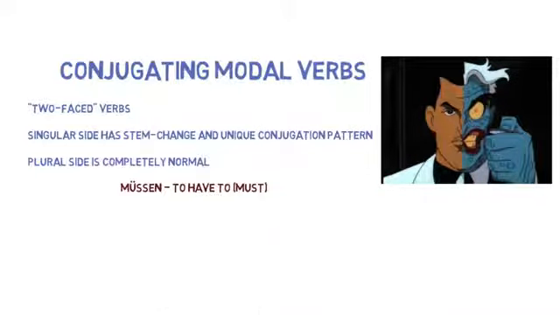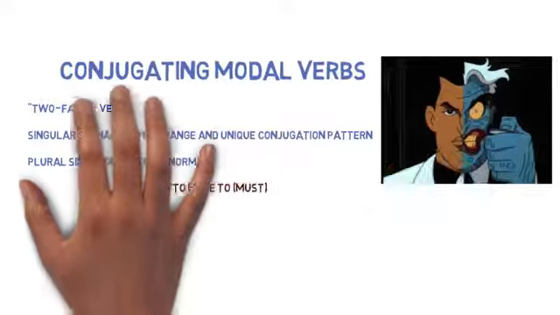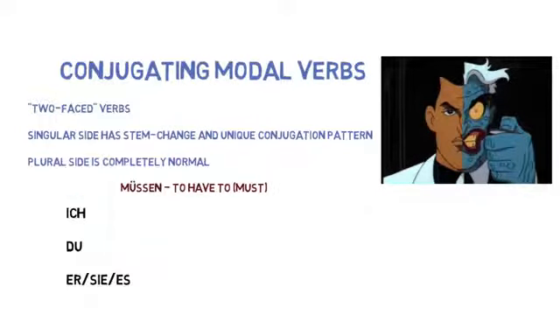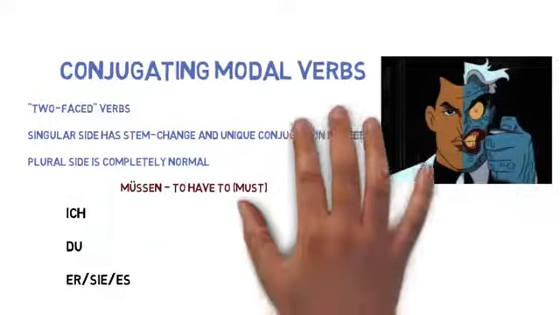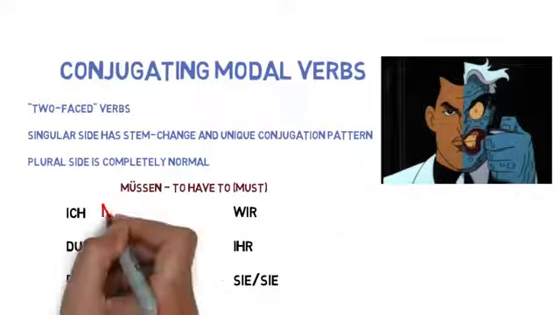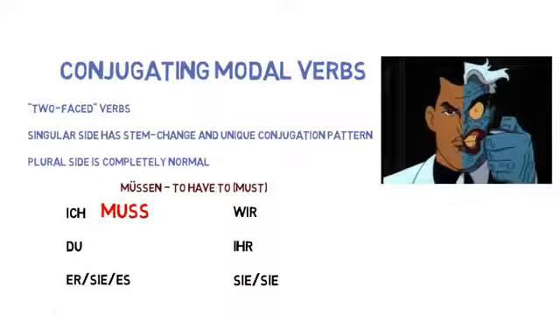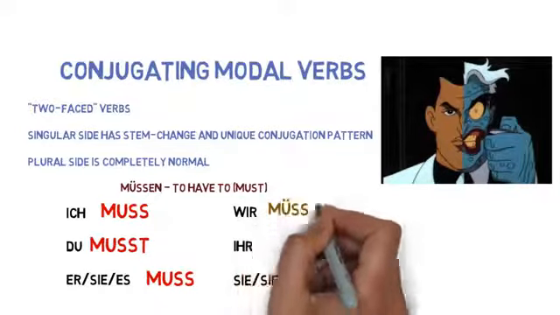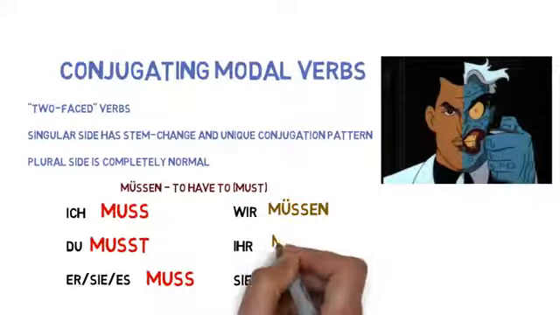Let's look specifically at the verb müssen, which means to have to or must. The singular side has a vowel change, though it might not look like it at first. What happens is that the singular side loses its umlaut. Instead of ich müss, you say ich muss. The du form is musst, and the er, sie, es form is muss, just like the ich form.